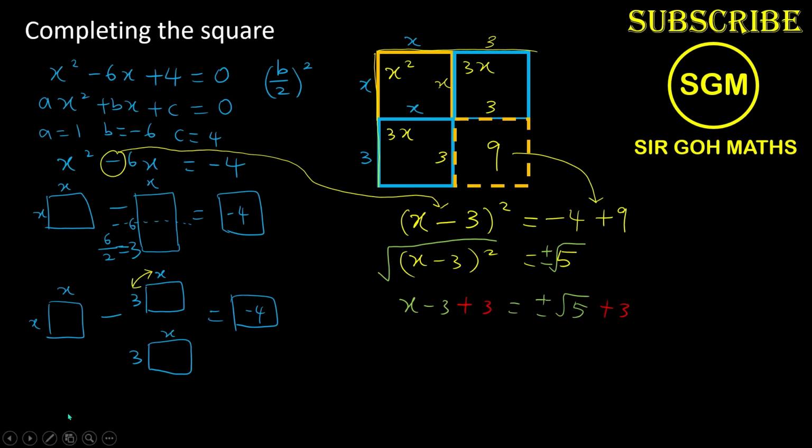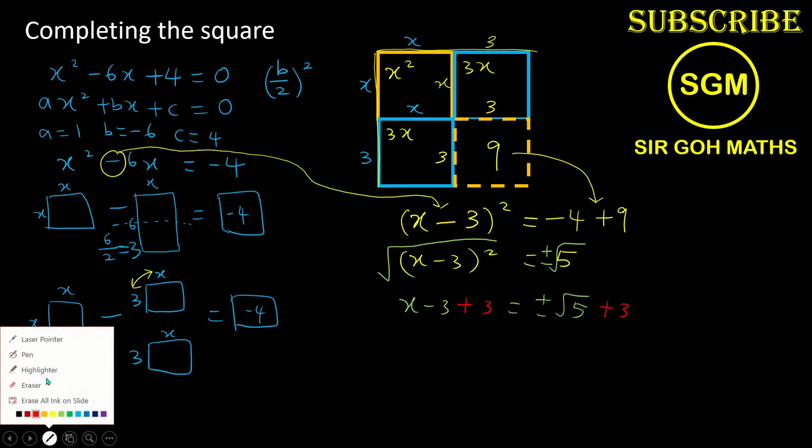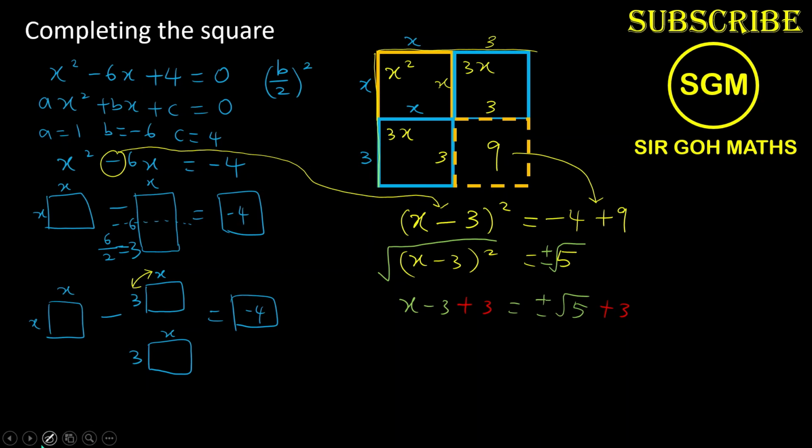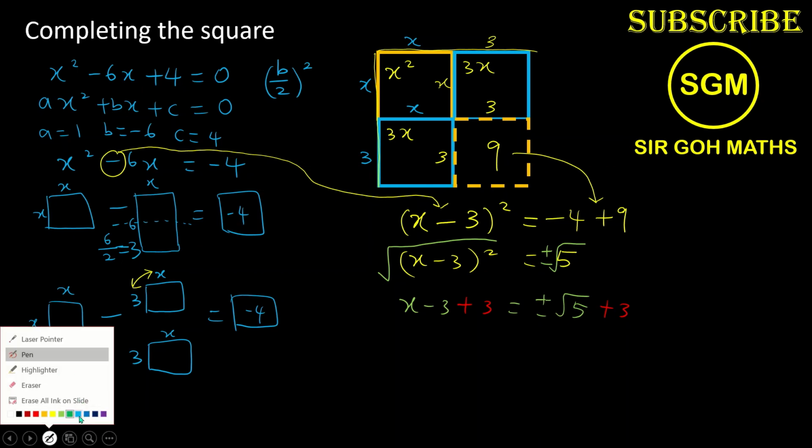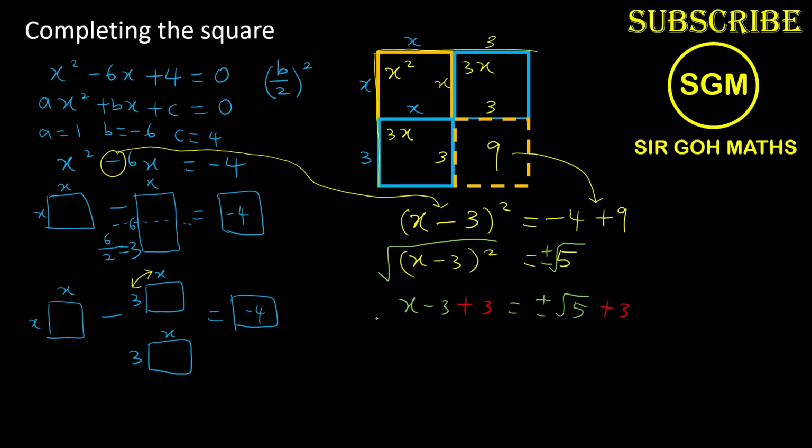So after that we change color again. Right, now we have blue color. We have the final answer, which will be like this: x equals positive square root of 5 plus 3, or negative square root of 5 plus 3.